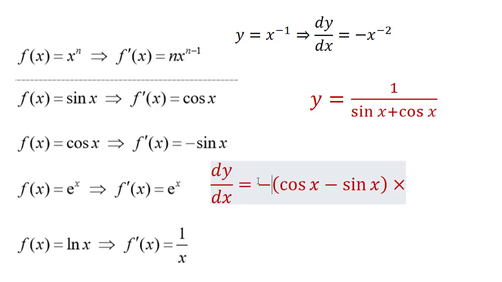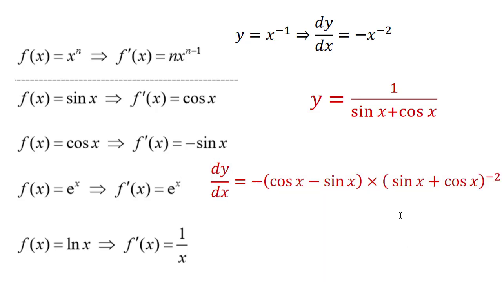I'm going to put the minus sign here because it's just easier to deal with it that way. Then I've got something to the minus 2. Now, what is that something? It is sine x plus cos x. So not simple, the chain rule, but it is always just based on the formula book.